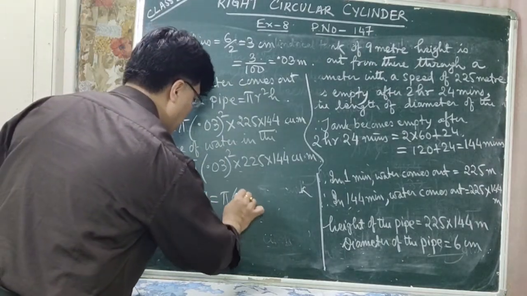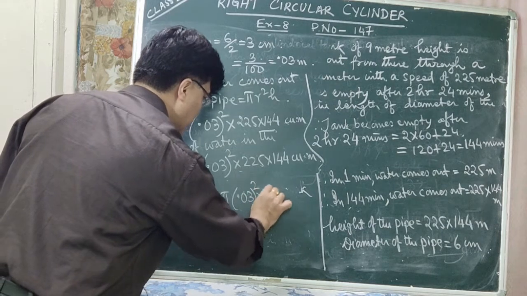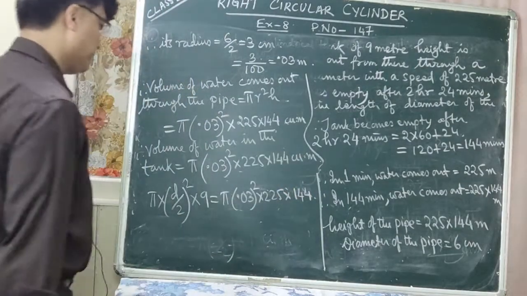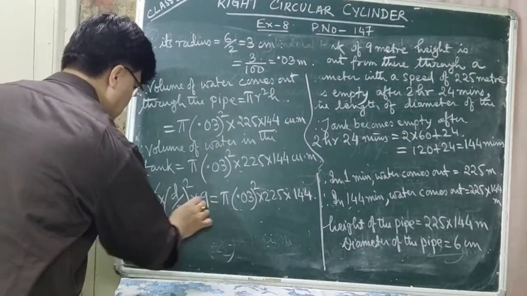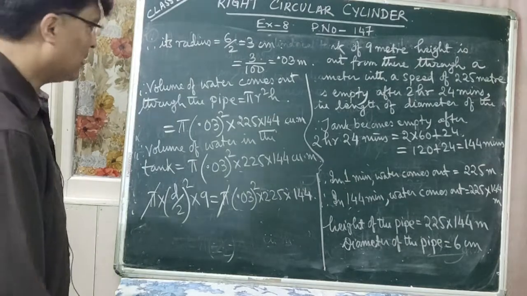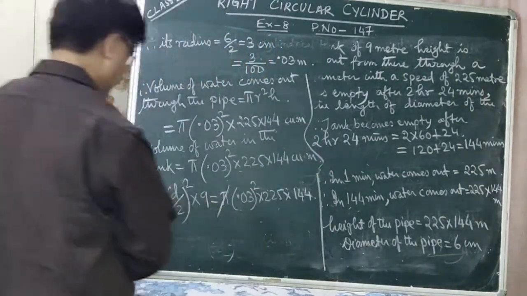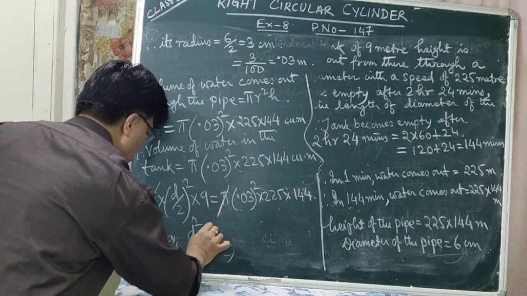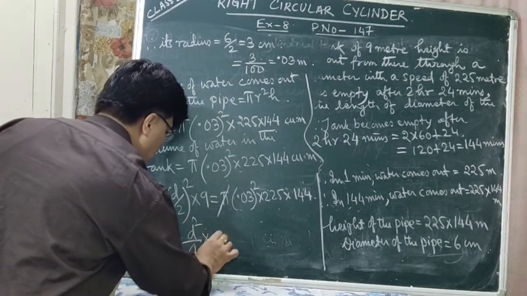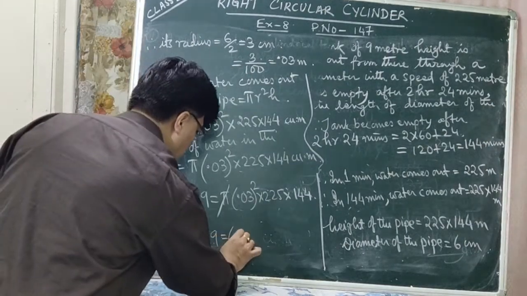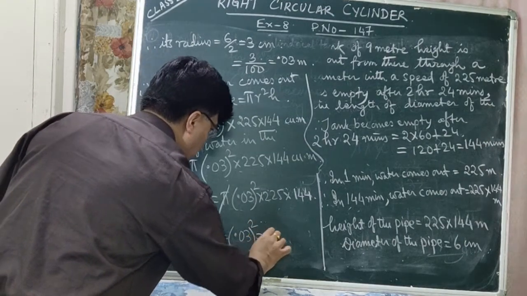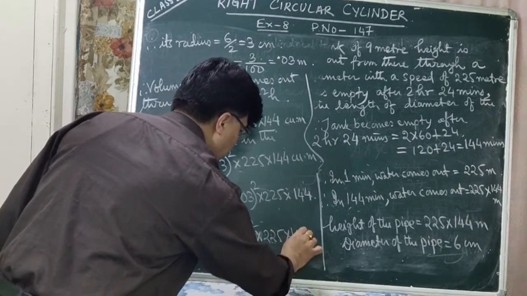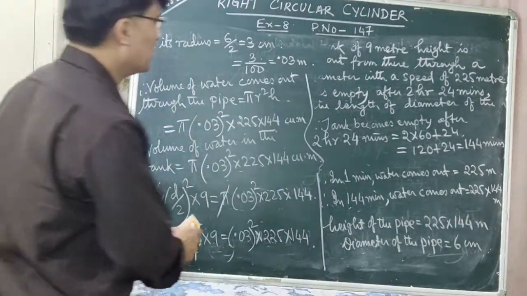So pi into 0.03 whole square into 225 into 144. So here you can cancel this, pi gets cancelled, right? So let us simplify it now. So it is d square by 4. So this is d square by 4 into 9 is equal to 0.03 whole square into 225 into 144. So I think I've understood it. Okay.